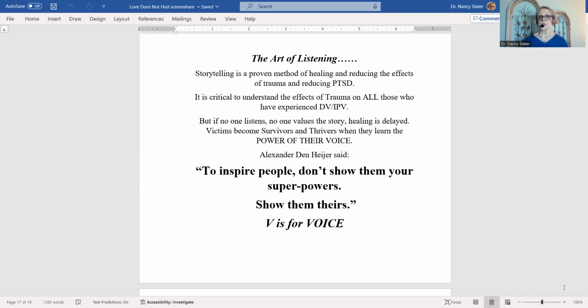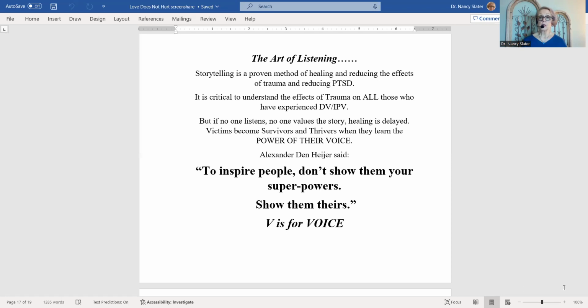It's critical to understand the effects of trauma on all those who have experienced DV and IPV. And trauma is handled in many different ways. There's a new term from a 2022 research paper, and it's called complex post-traumatic stress disorder. And they're looking at victims of domestic violence and their children, and also looking at those who have been in war zones, and realizing it's not just PTSD, but it's complex PTSD when this trauma and this violence have repeated over and over and over again, and they've been unsafe for so long. It's complex, and it requires a different type of therapy, and perhaps a longer therapy.